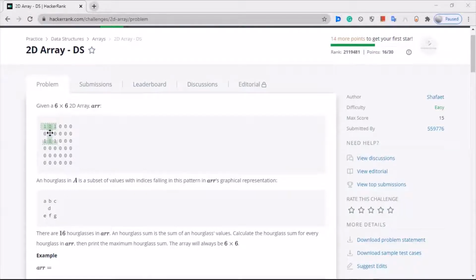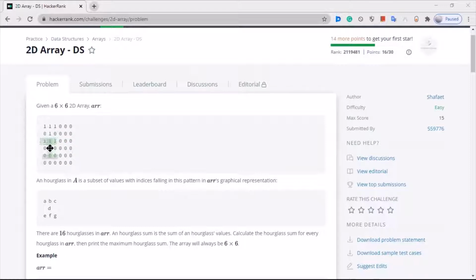So this is the first hourglass. This is the second hourglass. This is the third hourglass, and this is the fourth hourglass. So we can see that starting from the first row, there are only 4 hourglasses possible. Similarly, starting from the second row, this is the first hourglass, this is the second, this is the third, and this is the fourth hourglass. So now we have counted 8 hourglasses.